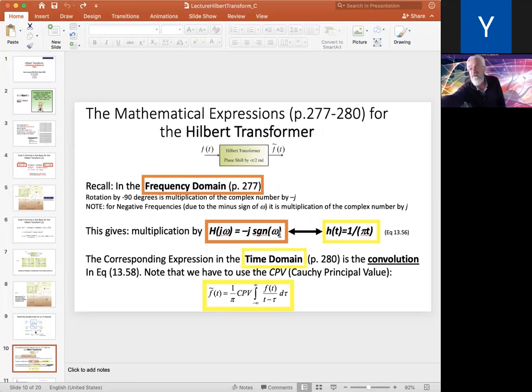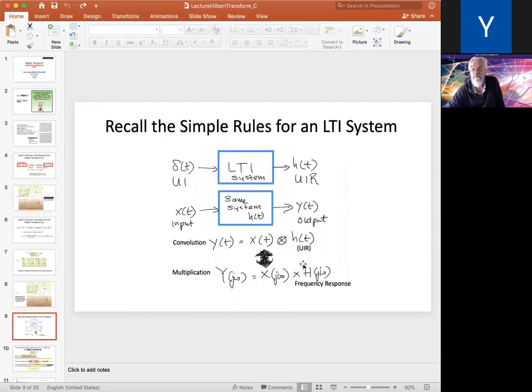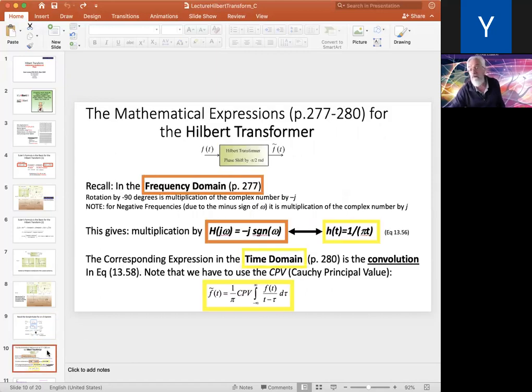Because if you take the frequency response and you do the inverse Fourier transform, you must get your unit impulse response. If you have your frequency response and you go to the time domain, you will get your unit impulse response. So knowing this, and I fully admit you can be lazy here, you can just go to a table and find out what the inverse Fourier transform is. If you do that, you will find that it's 1 over pi t.